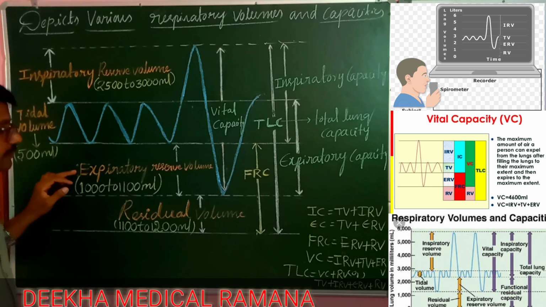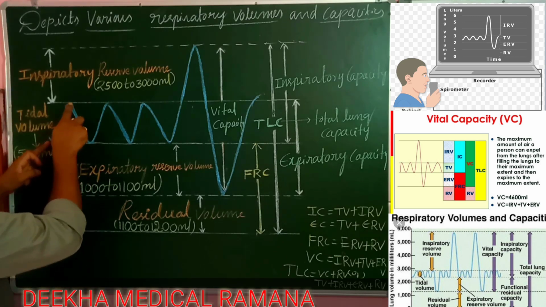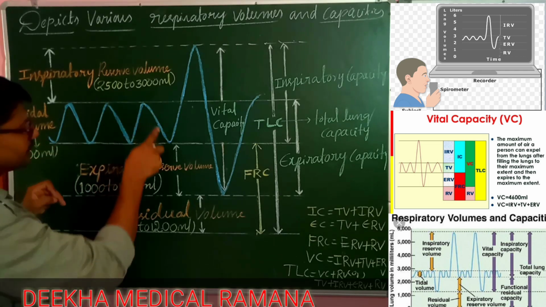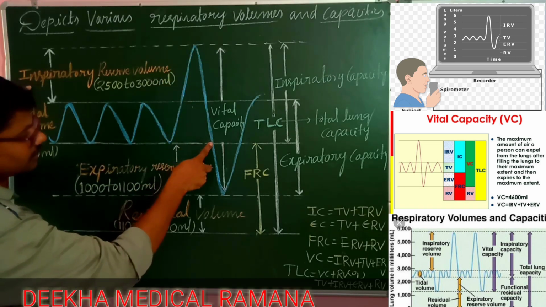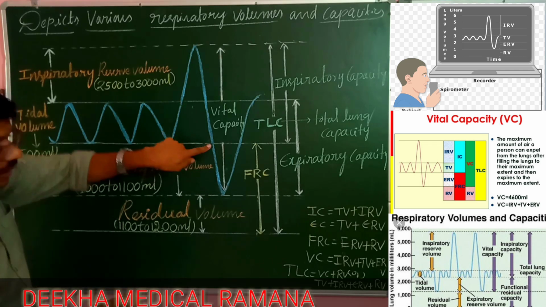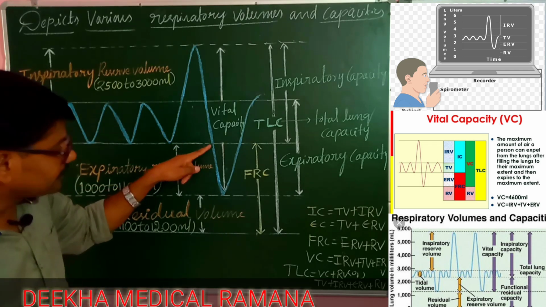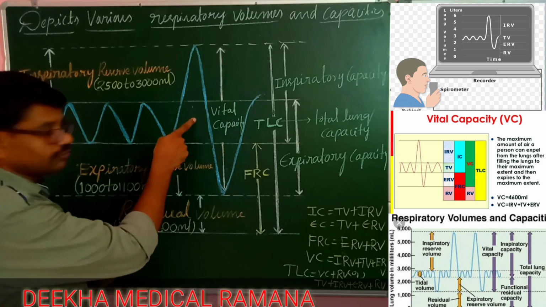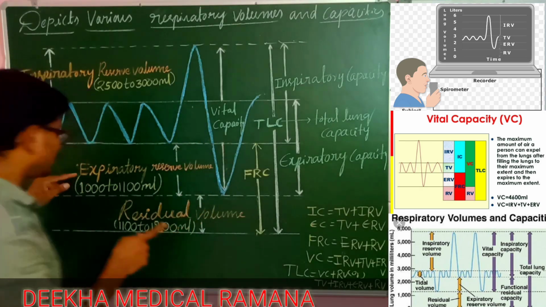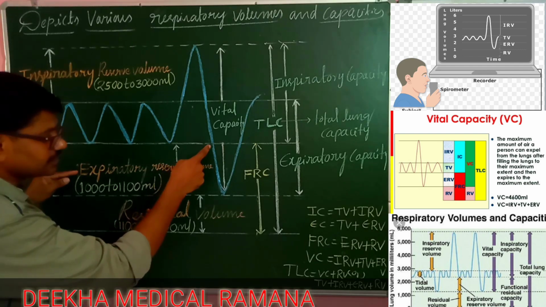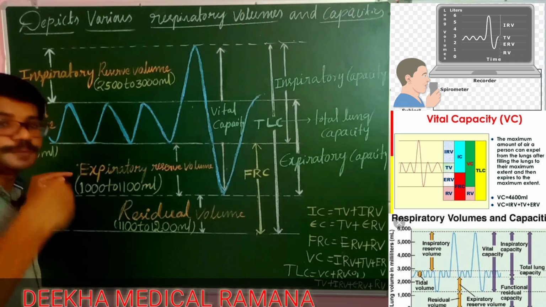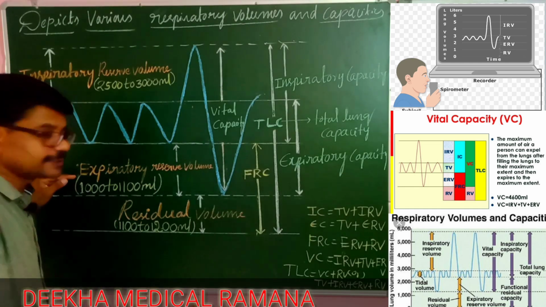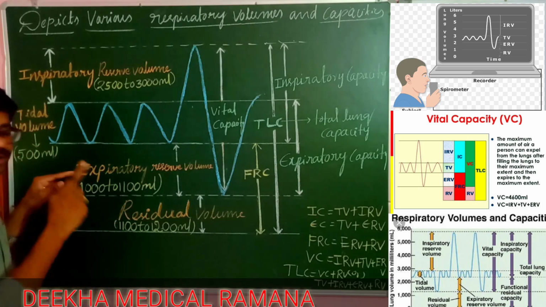Next, the expiratory reserve volume. Again, this is normal breathing: inspiration, expiration, inspiration, expiration. Now we take a forceful inspiration, then it comes back to normal. Again, the volume of air that can be expired in addition to the tidal volume is called expiratory reserve volume. It is the volume of air forcefully expired in addition to the tidal volume.